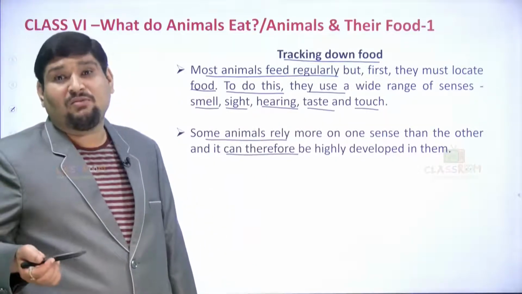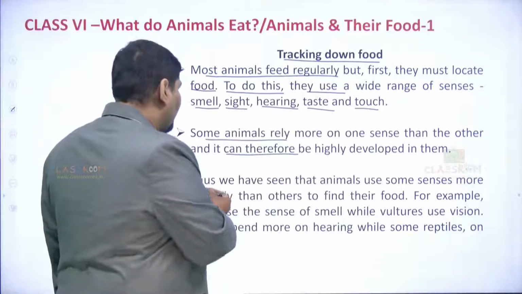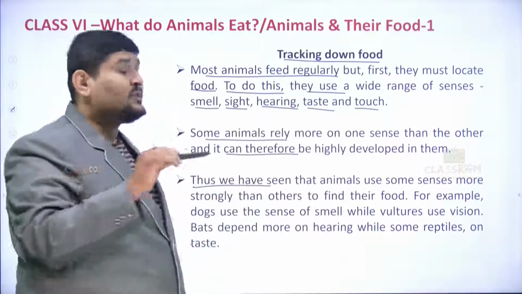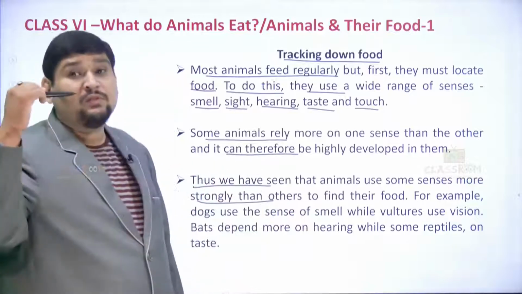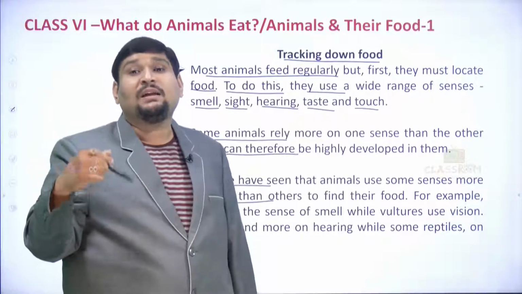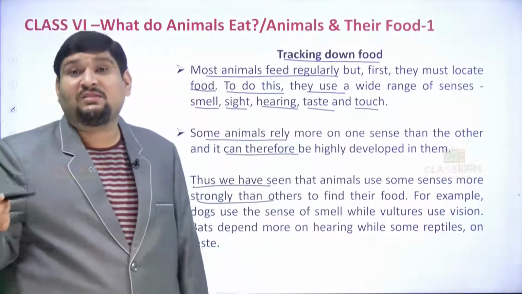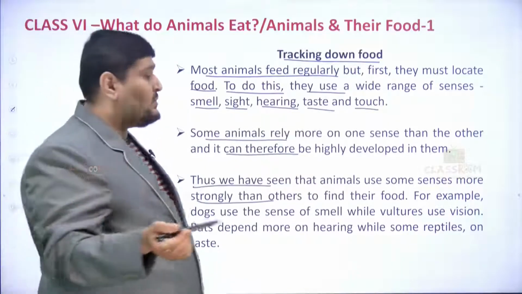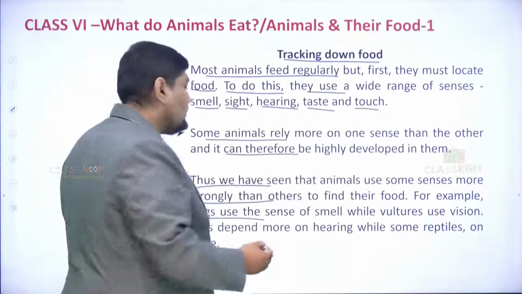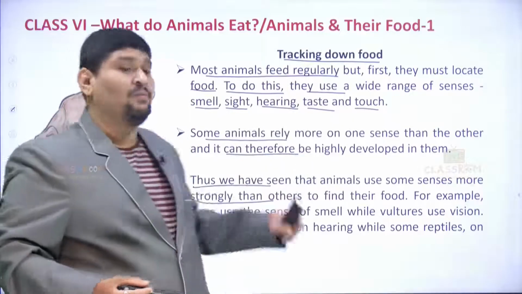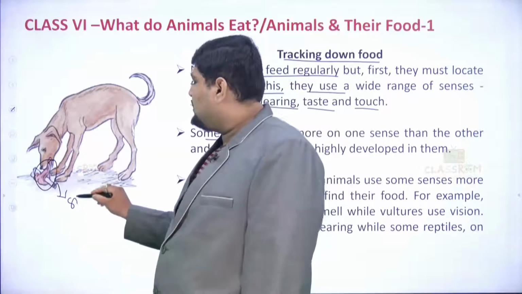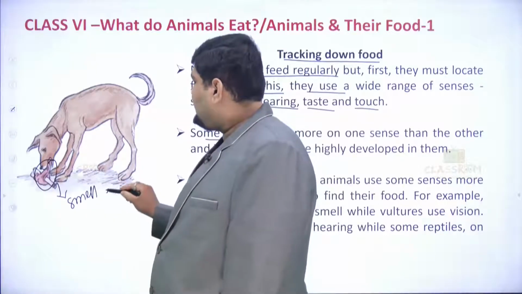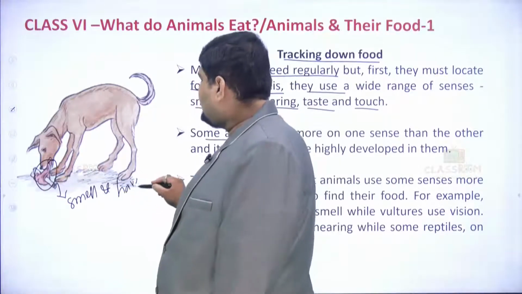First they try to track the food and get it. So that's the reason that we have seen that animals use some senses more strongly than others to find their food. So they use their sense organs only: smelling, tasting, sight and touch. These were most of the things which they use. For example, dogs use the sense of smell while vultures use vision. So you can find here now dogs mostly try to smell and have their food.